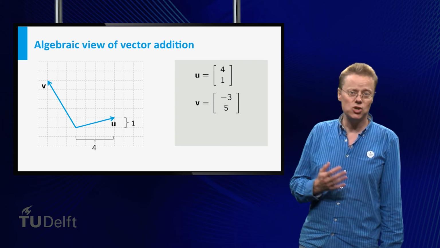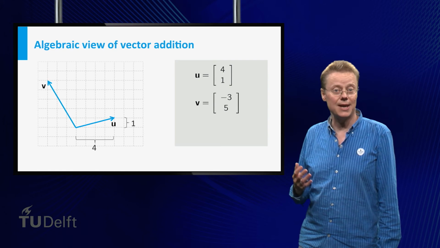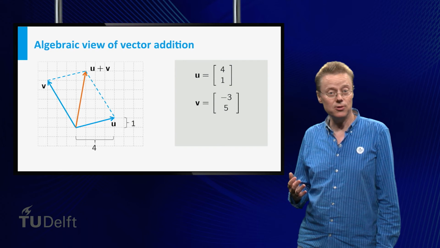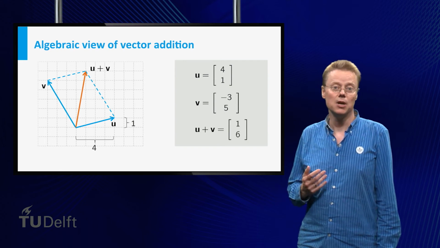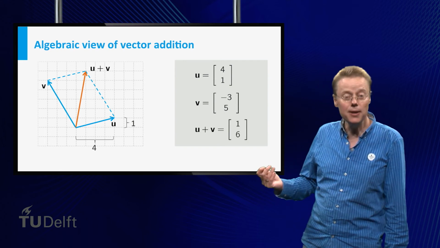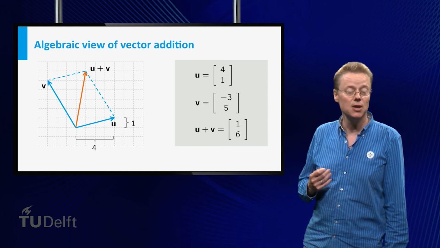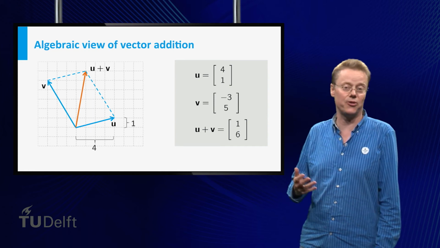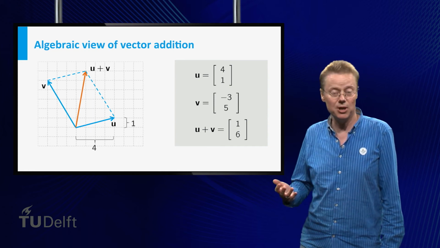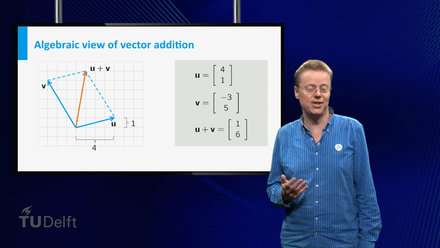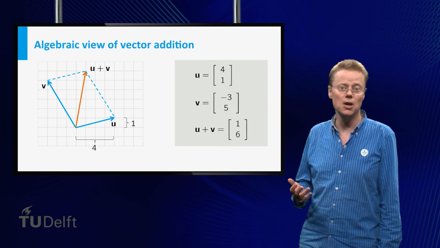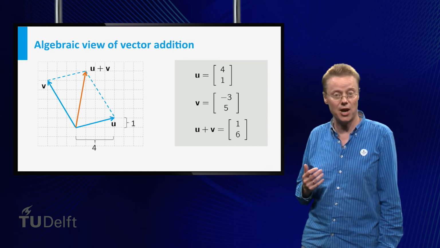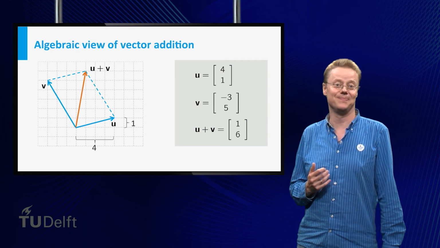Geometrically, we see that u plus v starts at the origin and ends in (1, 6). The representation of this sum vector is (1, 6). Note that the first component 1 of the sum vector u plus v is simply the sum of the first components 4 and -3 of the vectors u and v. Similarly, the second component 6 of the sum vector u plus v is just the sum of the second components 1 and 5 of the vectors u and v.